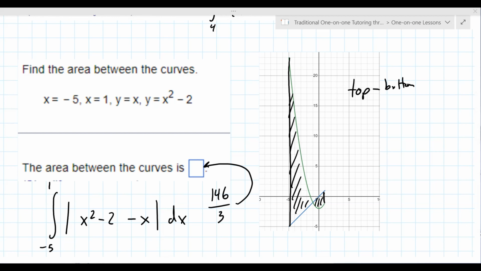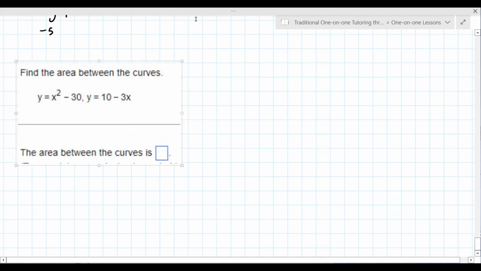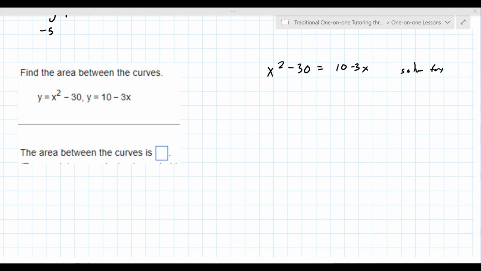So for the next problem, they don't give you the bounds. They just say find the area between the curves. So as a student, what you're supposed to do is set them equal to each other and solve for x. But we're going to go get a graph of this, because it'll show you where they intersect and visualize the region between them. So let me do that here.